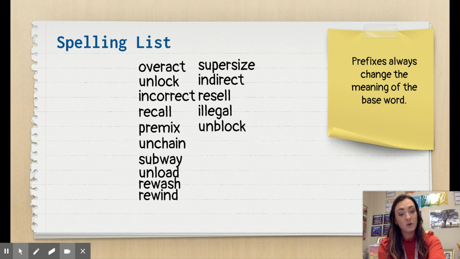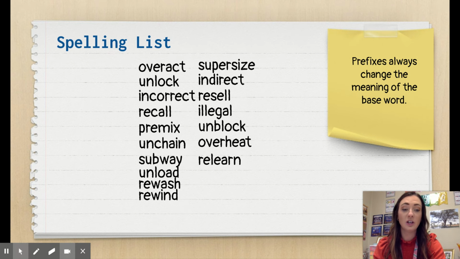Unblock. So if you block something, maybe you block somebody from social media or block somebody from seeing something or block somebody from calling, you unblock them, you take away that block. Overheat, we talked about this as well. When you overheat, you have too much heat, so your body needs to cool down. Relearn, you learn something again, that prefix re.